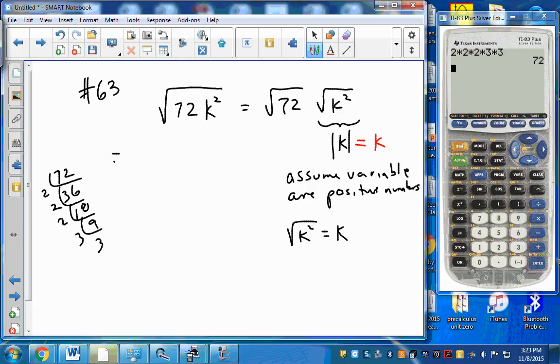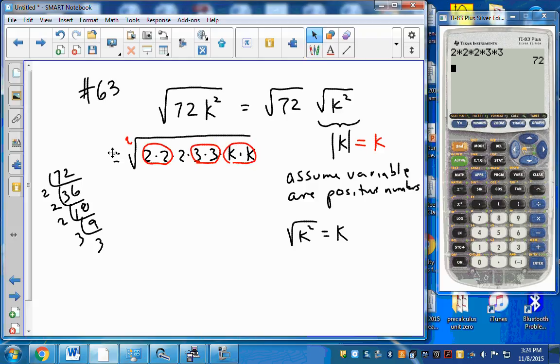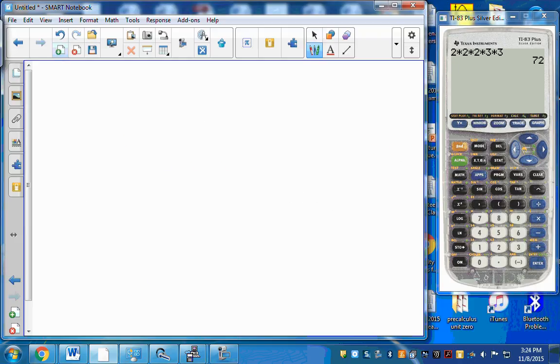Okay, so here's our problem. We have the square root of 2 by 2 by 2 by 3 by 3 by k by k. The index is 2. It's not written, but we know it's 2. There's a pair, there's a pair, there's a pair. Each pair comes out front. So we have 2 times 3 times k, and we're left with the square root of 2. So I would write that as 6k square root of 2. Remember, for square roots, you don't have to write the index, even though we know it's sitting there as a 2. Okay, interesting problem. Let's try number 69.